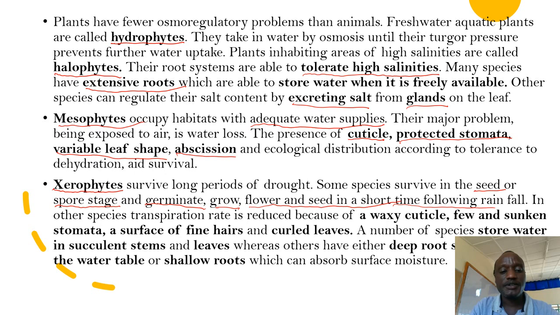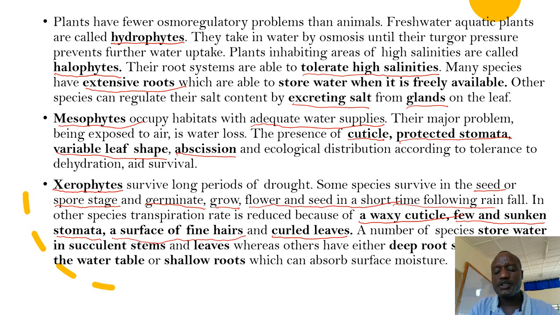In other species, transpiration rate is reduced because of different structural adaptations. These desert plants reflect, you know, most desert plants have the following adaptations. There is a wax cuticle. They tend to possess few and sunken stomata, a surface of fine hairs, and then what we call colored leaves. So all these adaptations are the ones which help the desert plants to survive.